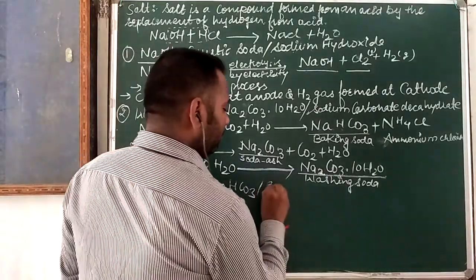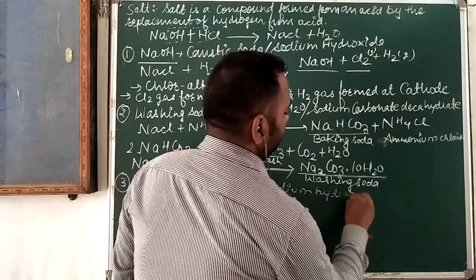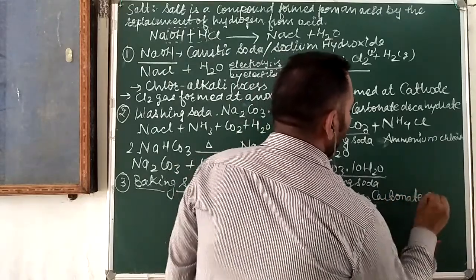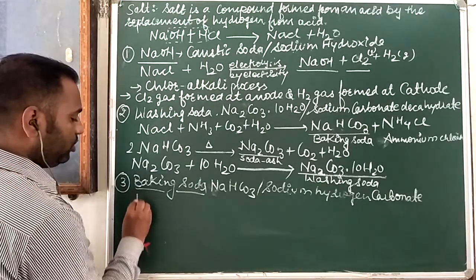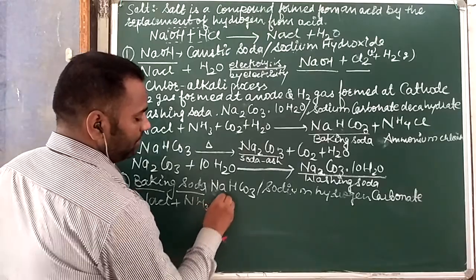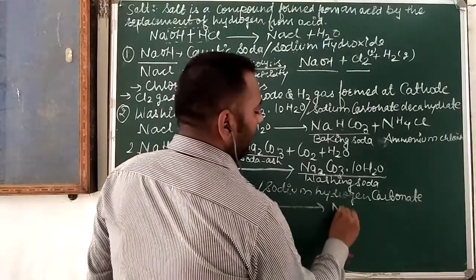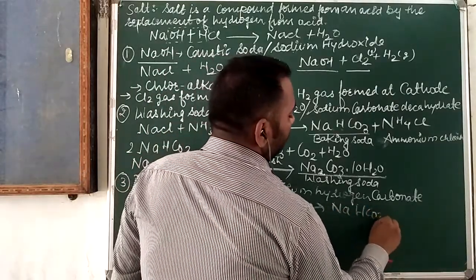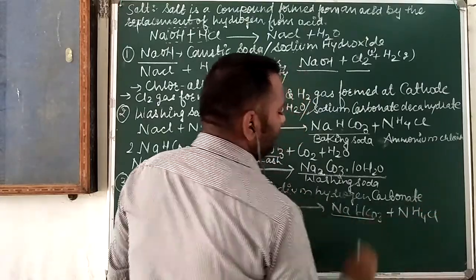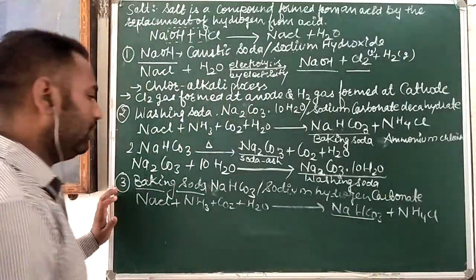That is sodium hydrogen carbonate. Okay, this is the name, and the main preparation is the same: NaCl plus NH3 plus CO2 plus H2O, then formation of NaHCO3, okay, plus NH4Cl. So you know this is our baking soda. We can form baking soda by this reaction. So this is our third one.